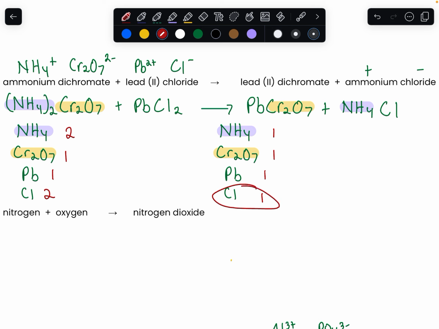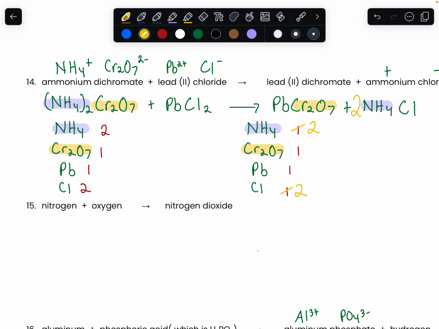So what we can do here is balance, starting with whatever's in the metal position. Whenever we have polyatomics, I typically say balance the cation first. So we're going to balance ammonium by placing a 2 in front of the ammonium chloride on the product side. That gives us 2 ammoniums and happens to also give us 2 chlorides, or 2 chlorine atoms. So that will allow us to balance out the equation. It's just as simple as making sure that we have that 2 there.